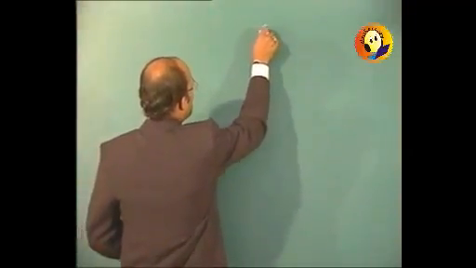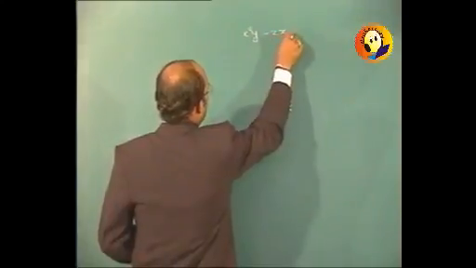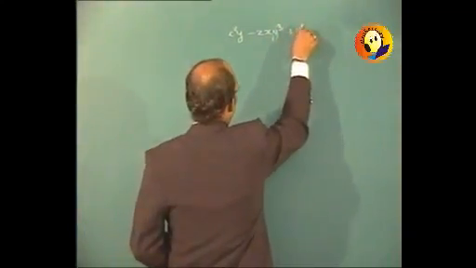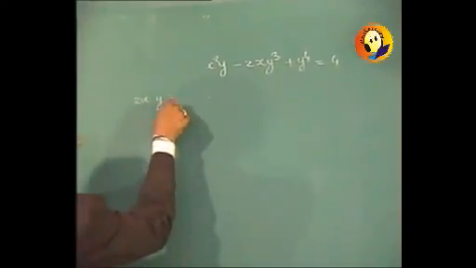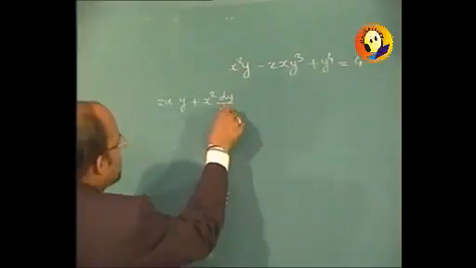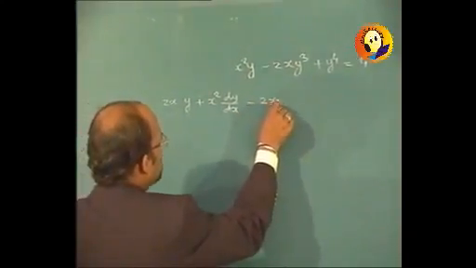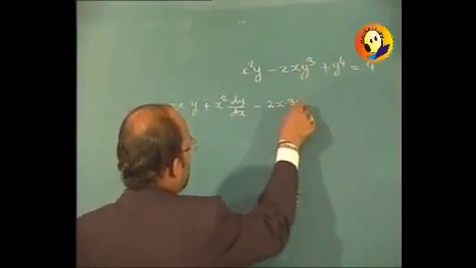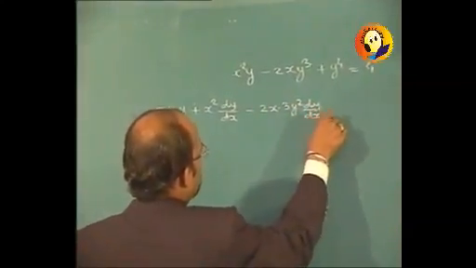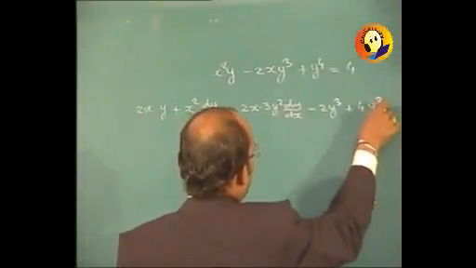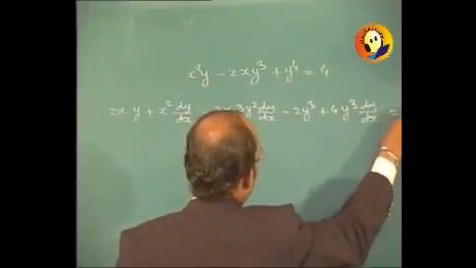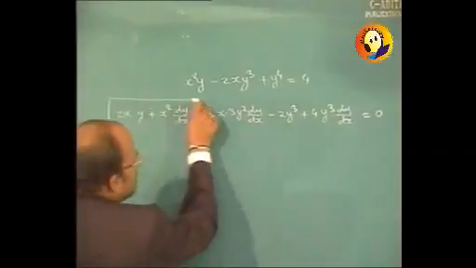y. For example, if we have the equation x square y minus 2xy cube plus y raised to 4 equal to say 4, then differentiating it with respect to x, we get 2x into y plus x square dy by dx minus 2x into 3y square dy by dx minus 2y cube plus 4y cube dy by dx equal to 0. Now this becomes a differential equation.